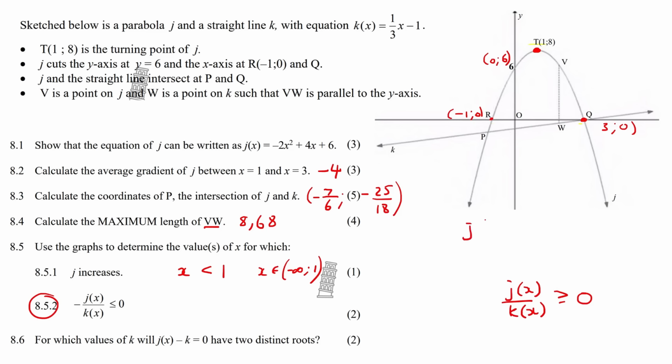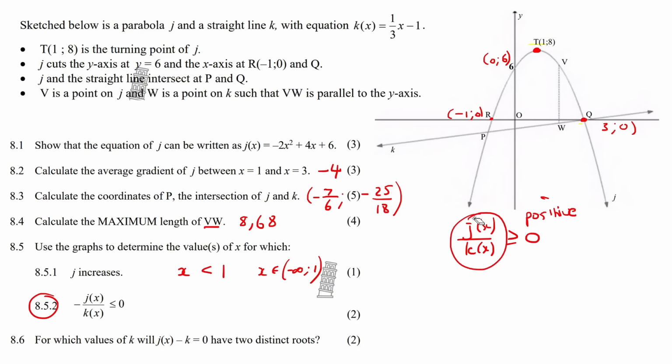Okay, so we're going to have j of x over k of x. And we want that to be positive, because that's what this means. Bigger than or equal to 0 means positive. It means 0 or positive. So when you divide two things, how do you get a positive? Well, that can only happen if you divide a positive number by another positive number, or you divide a negative number by another negative number, because then the negatives cancel. So that is the only way that you can have a positive fraction when you're dividing two parts.